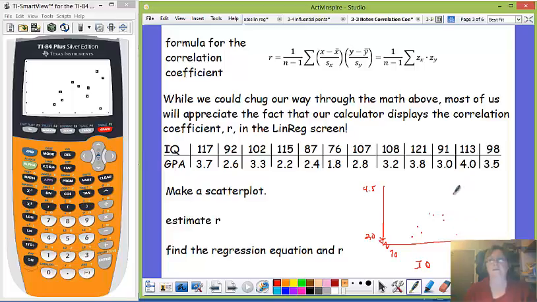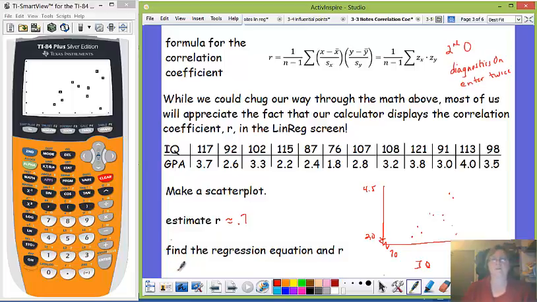One real low guy there, and then two higher up here. Again, a rough sketch is all we're asking for. Based on this, I would estimate the R to be positive for sure, so greater than 0. However, this does not look real strong to me. I'm going to say something moderate, perhaps around 0.7. You may or may not agree with me.